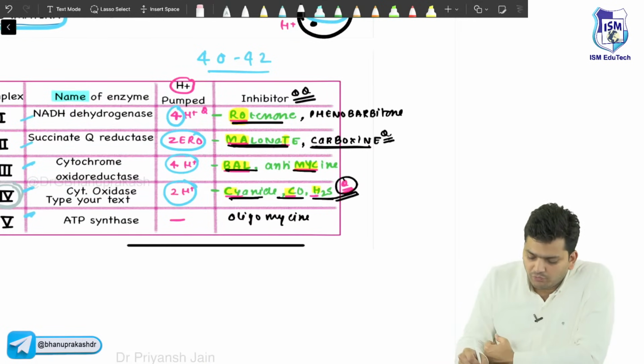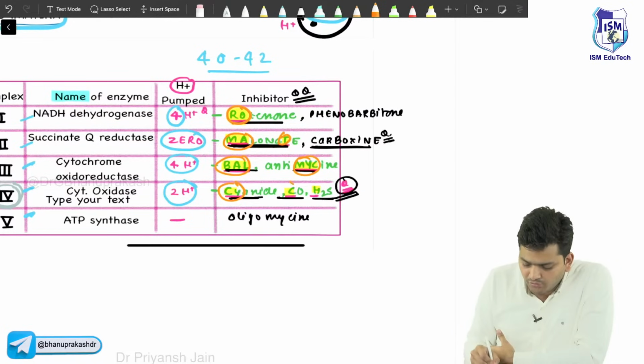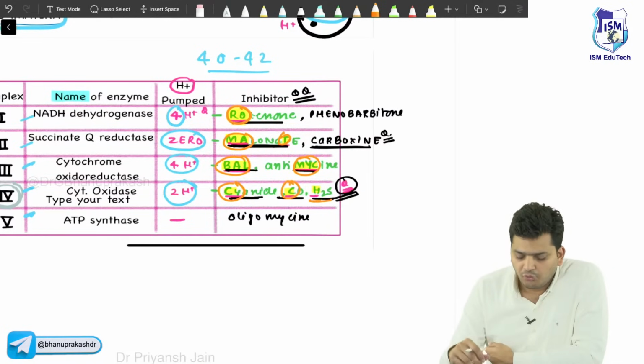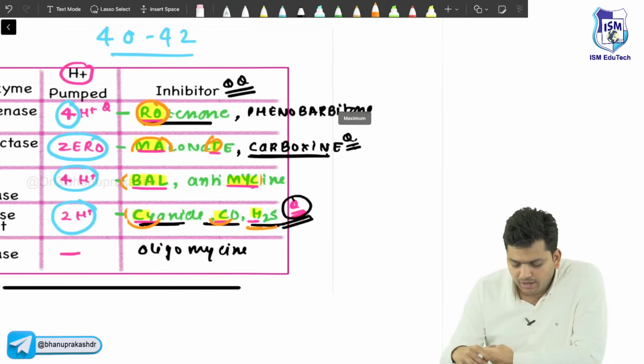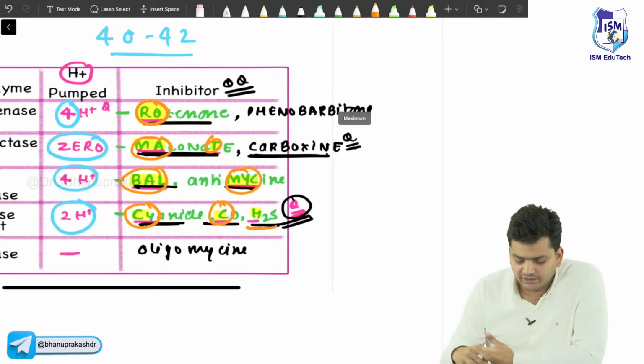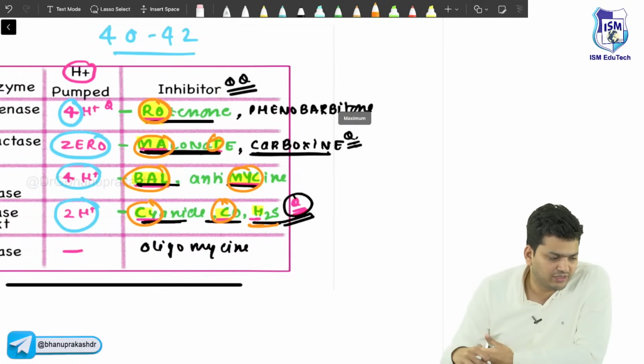How I used to remember was "Ro mat balak machhar kata hai", "Ro mat balak machhar kata hai". Ro is rotenone, mat is malonate, balak is BAL, machhar is antimycin, kata hai is cyanide, carbon monoxide and hydrogen sulfide. Ro mat balak machhar kata hai.